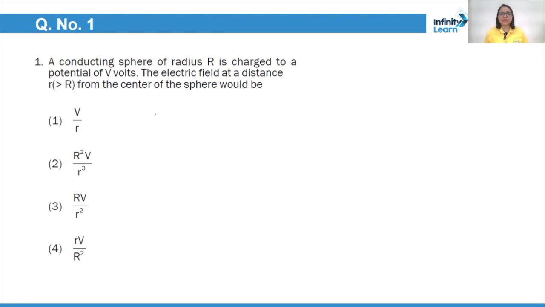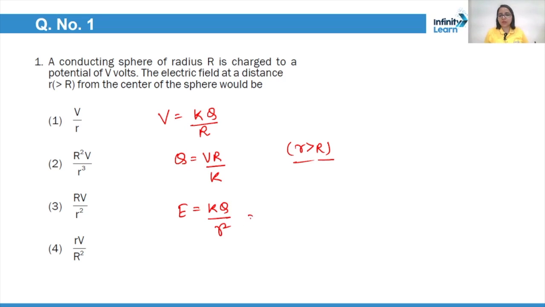A conducting sphere of radius r is charged to a potential of V volt. So potential will be kq upon r, so q will be Vr upon k. The electric field at a distance r, which is greater than capital R, from the center of the sphere would be... So electric field is given as kq upon r square, but the value of q is Vr upon k. So it is k into Vr upon k divided by r square. K cancels. So we have electric field as Vr upon small r square, and that is equal to option 3.